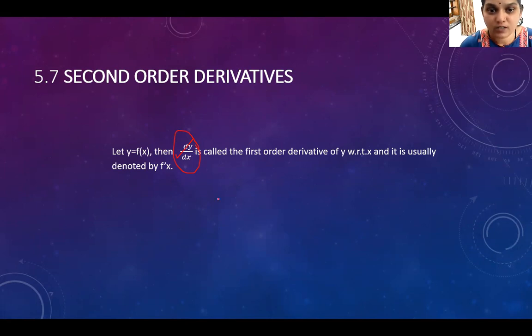In physics you have seen velocity. What is velocity? You say velocity is the rate of change of displacement. So what does it mean? It is the first order derivative of displacement, distance traveled, with respect to time. Whereas acceleration is the rate of change of velocity, so it is the first order derivative of velocity with respect to time.